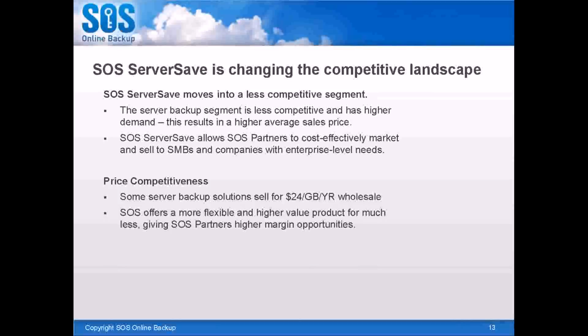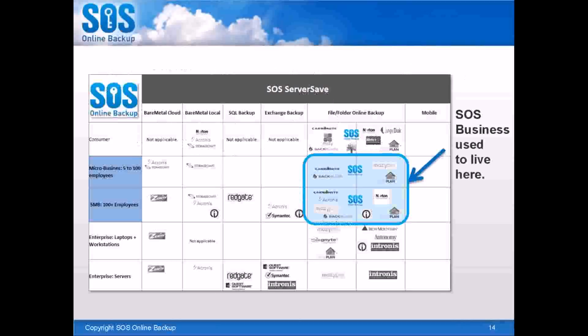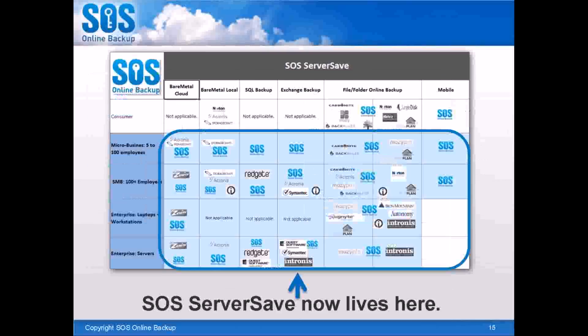Okay, this is another visualization for where we've moved with the addition of ServerSave. So here's kind of a competitive grid based on types of services and who they're targeted to and who they really serve. And this is where SOS used to live, and that's where we were, it's our flagship product, award-winning. And this is where we've gone. And the big thing to notice here is there's not a whole lot on the left side as far as people you're competing with.